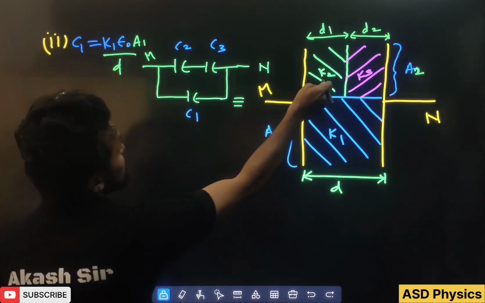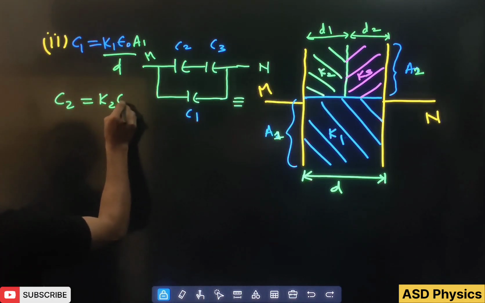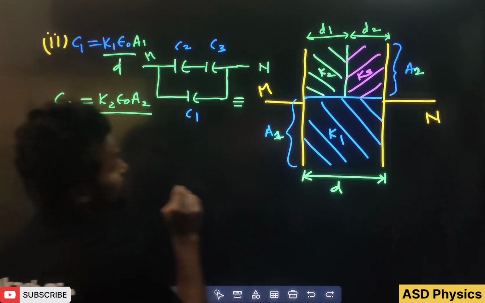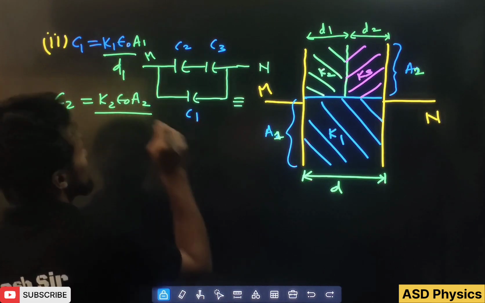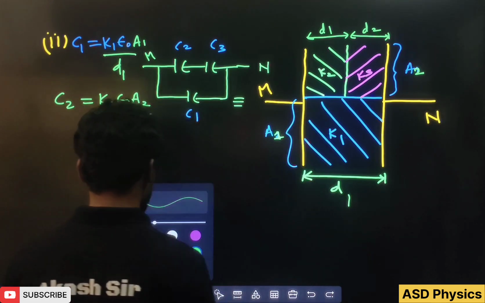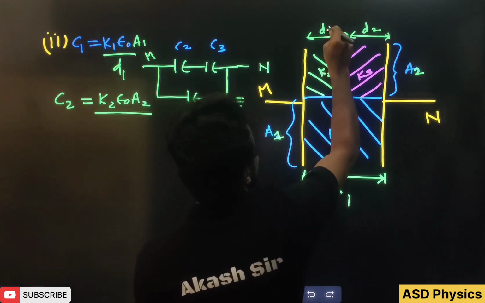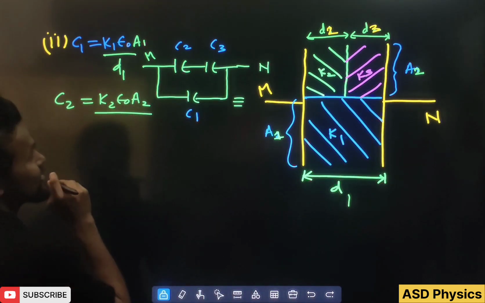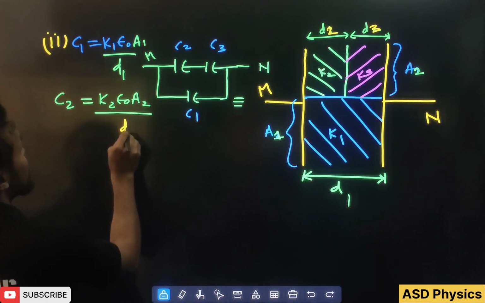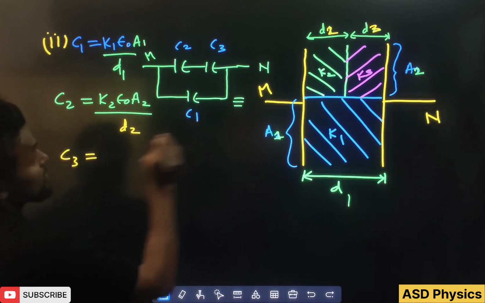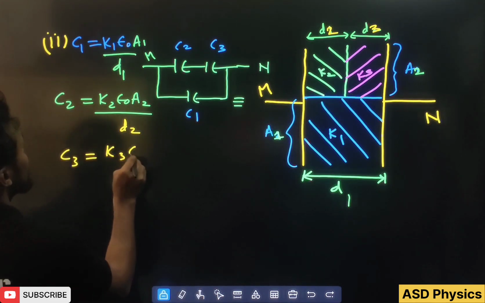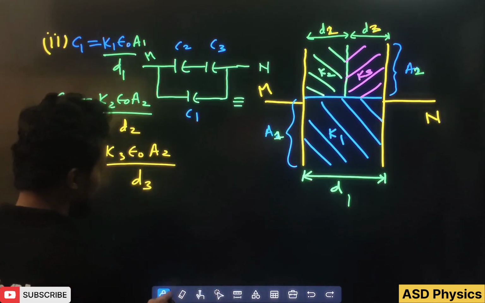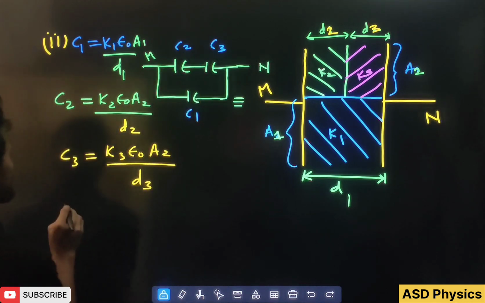See, this one I have taken as C2. So K2 epsilon naught A2 by this distance. Students, please see, this is D1, this I will take D2, and this I have taken D3. There should be some similarity. So C2 equals K2 epsilon naught A2 by D2. Similarly C3 is K3 epsilon naught, the area we can't change, so A2 by D3. Before also I have told you what the equivalent is in this situation.